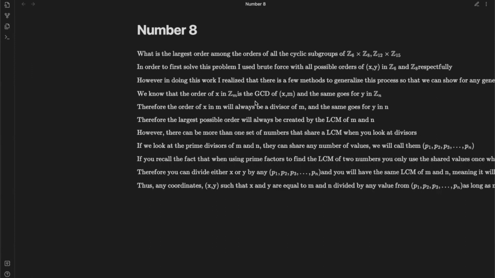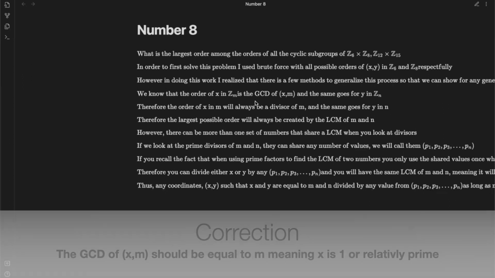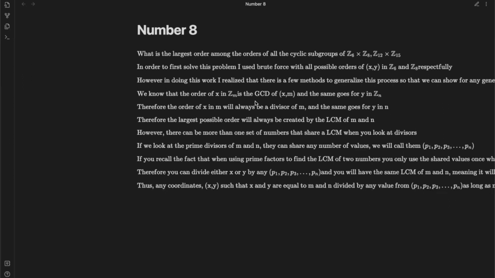I believe there is still a connection between the shared prime divisors and the tuples that make the largest order. However, I've struggled to find it. Yet I also realized I did not answer the question in its entirety. One thing I did learn is both can be made by 1, 1, meaning that my point stating that if x and y are equal to m and n being the modulus of Z, you do get the largest order. However, I'm not sure what other work needs to be done.